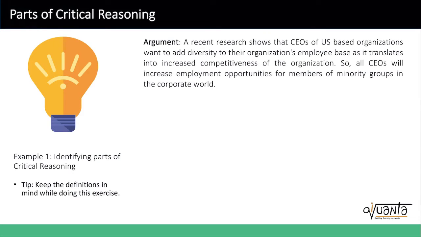So we have an argument which says a recent research shows that the CEOs of the US based organizations want to add diversity. So that's the first important point, right? Second, add diversity to their organization's employee base as it translates into increased competitiveness. So these are the two things that author is saying as a part of the premise. That first, they want to add diversity, and it adds increased competitiveness. So this is a fact. Now you can't say that no, it doesn't add competitiveness. That is mentioned in the premise, so you have to go with it.